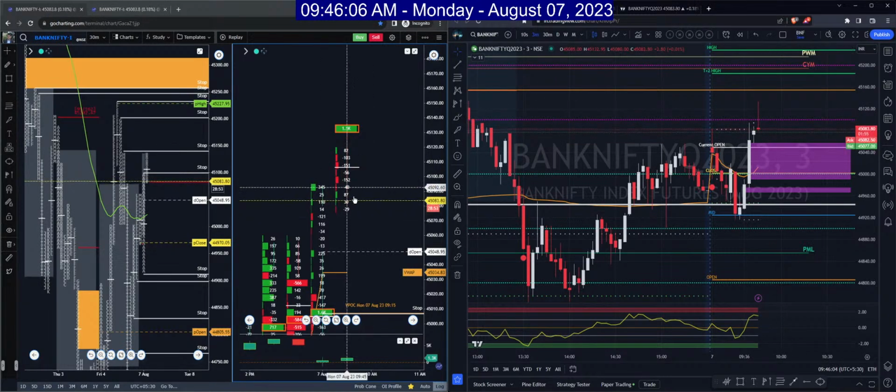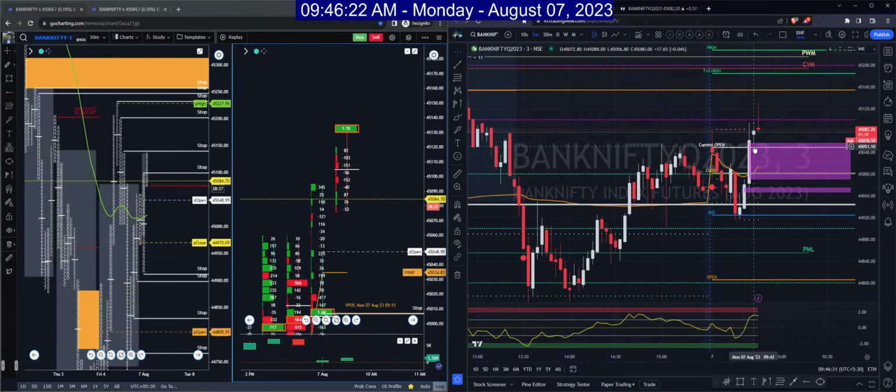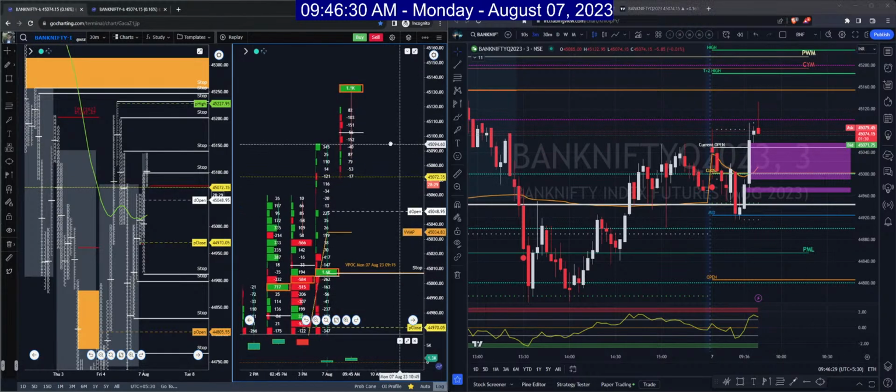This is a good opportunity to take a short, keeping your SL here 94, and target is the current VWAP. And I will be pretty fast in executing this trade by whatever points I get, because there are trapped sellers. So I will be seeing responsive buying till 45,050. 45,050 level is where I'll be looking for some responsive buying.